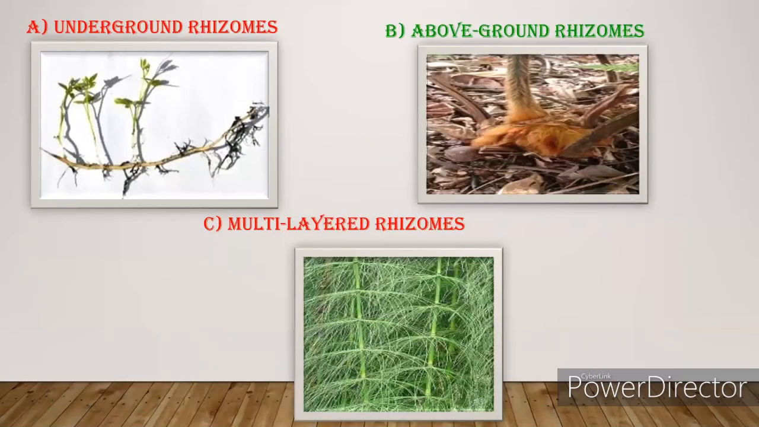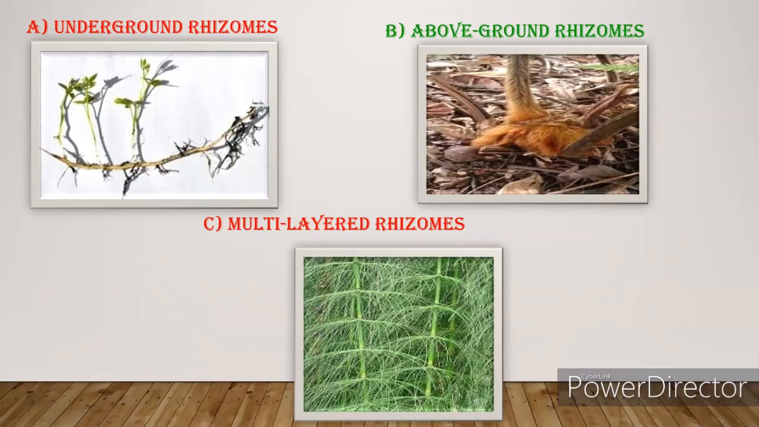Then there are some examples of rhizomes, such as underground rhizome, above ground rhizome, and the multi-layered rhizome. The underground rhizome is by far the most dominant type of rhizome, which you can see in this picture. It is situated underground and includes ginger, poison oak, grass species, and bamboos. These are the examples of the underground rhizome. Many of these plants have rhizomes that are consumed by humans.